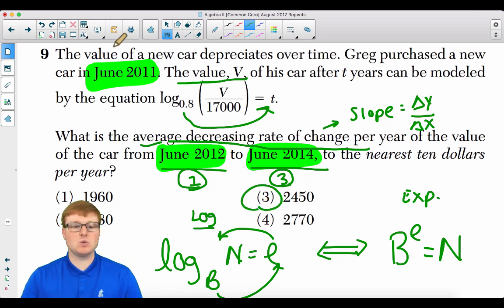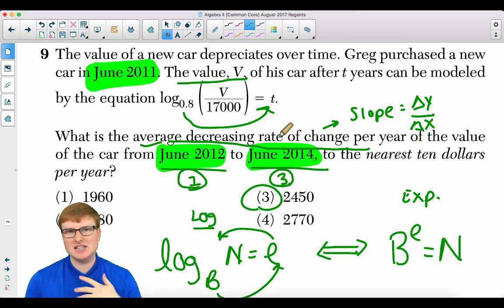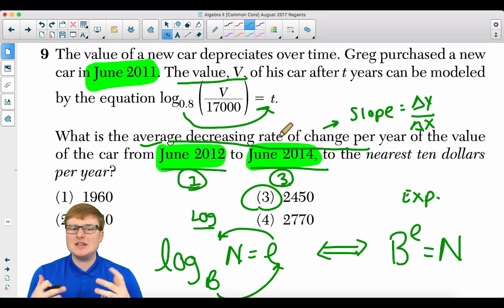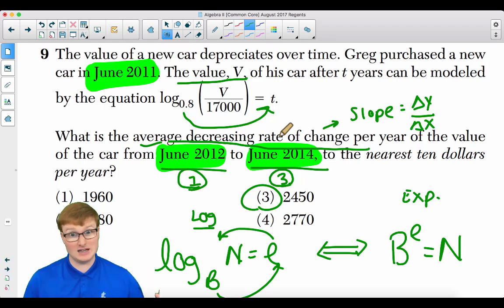Now here's why it's not negative. What is the average decreasing rate? So they're telling you what is a decreasing rate. They express them all as a positive answer because they know it's going down. So that's why. See how they're trying to fool you? They know it's decreasing, so they made them positive answers. But again, it says what is the average decreasing rate, so we know it's technically negative.